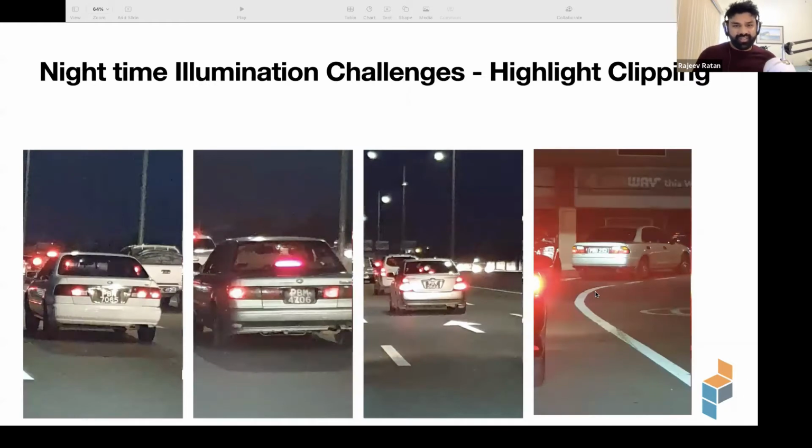Also, at nighttime, there will be illumination challenges. You'll have issues where you get maybe some overexposure here and here, or maybe it's just generally a little hard to read because of nighttime. Different cameras, so different light sources can affect how the plates look to the camera.